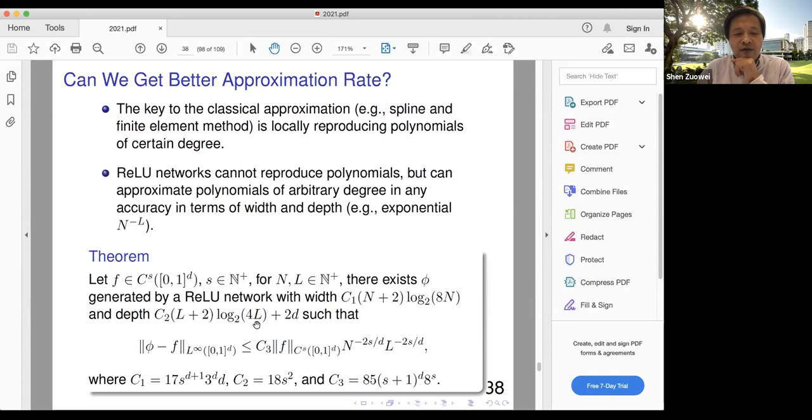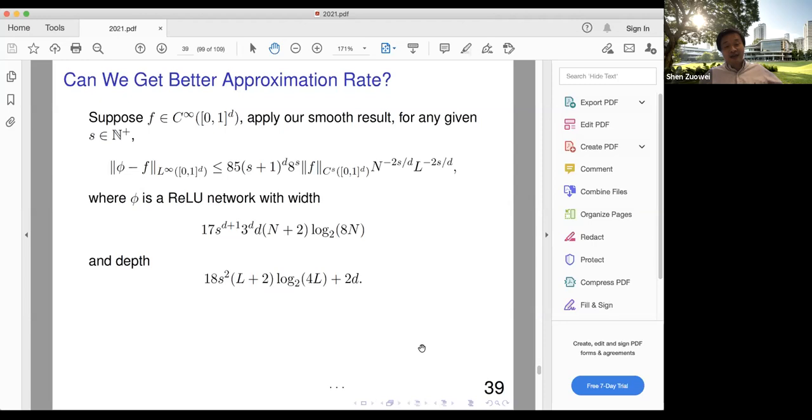So if you have a smooth function with smoothness order S, you can get this rate, with S in the power. So if your function is smooth enough, you can get rid of D. Suppose I have a C infinity function, then I have this for arbitrary S. Of course, the bigger your S, the bigger your neural network should be. That's essentially your cost.